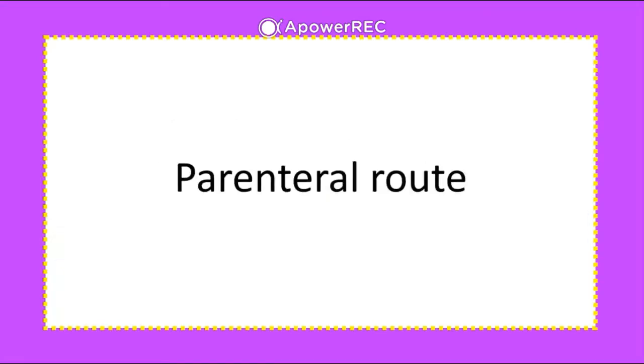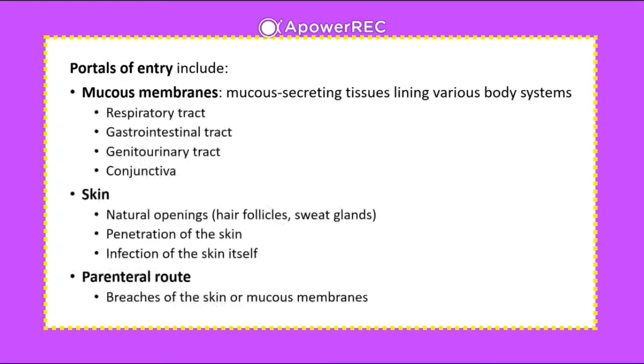Next up is parenteral route. Parenteral route is one of the 3 portals of entry. It's often confused with mucous membrane or skin entries. That's because it can occur on either of these surfaces, but the way that the organism gains access to the host is through a breach. And so this would be a sore or a wound.